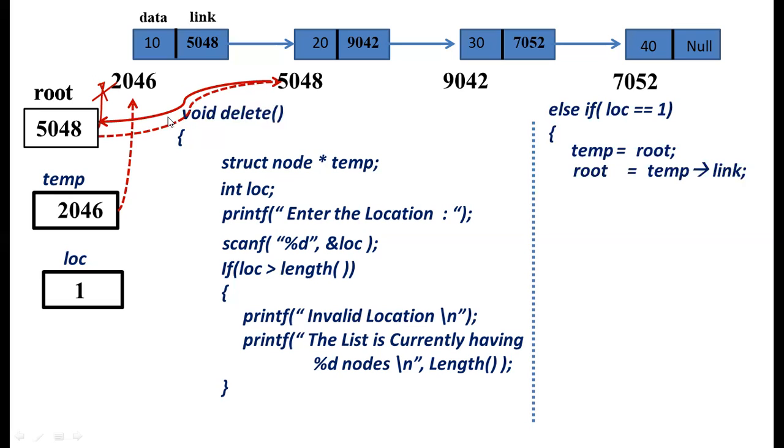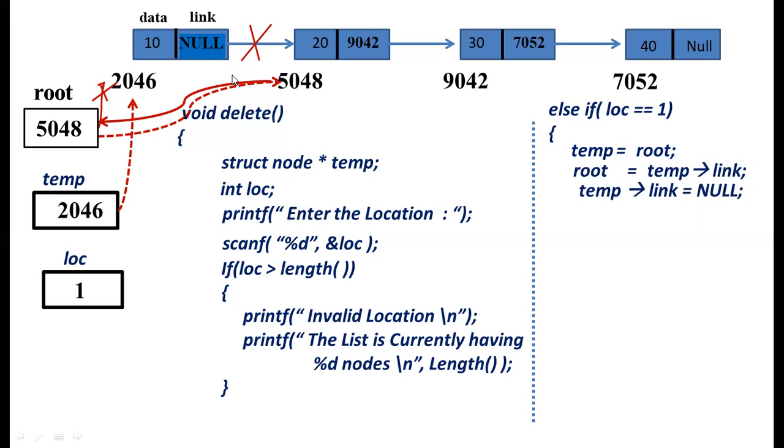Now we have to delete this particular first node. How can we do that? For that, we need to place the temp to link value as null, so that this particular connection will get disconnected. So temp to link is equal to null. The null value will be placed and this connection will be lost. So now this particular node is free.